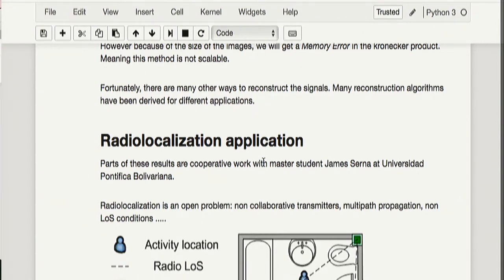And there are a lot of reconstruction algorithms that you can use to make this problem solvable in a fast way, okay? In the blog I mentioned before, you can find one of those algorithms implemented and it actually works very well.